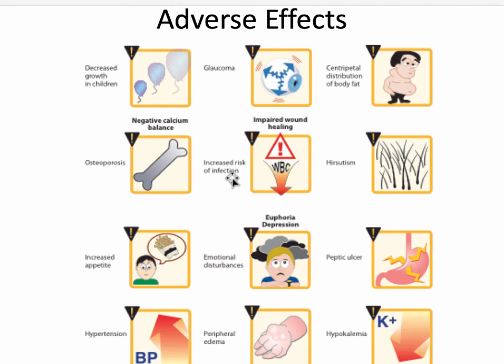Because we're decreasing the effectiveness of the immune system, like I said before, they're at a high risk for infection. They can have impaired wound healing. That goes right along with the fact that we can exacerbate symptoms of peptic ulcers as well. Patients also have neuropsychiatric disturbances. Some people have euphoria, some people can have depression, some people have disturbed sleep. So there are mental alterations with these drugs as well.